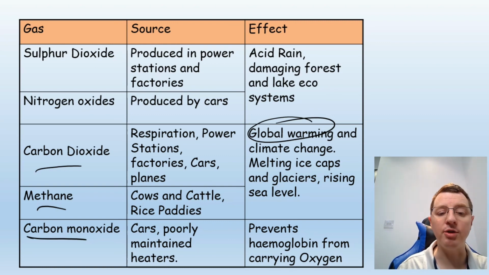Carbon monoxide is produced by cars, poorly maintained heaters, and is also a constituent of cigarette smoke. And this will prevent hemoglobin from carrying oxygen around your body, and so carbon monoxide is classified as being poisonous.